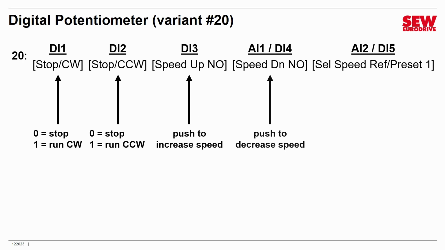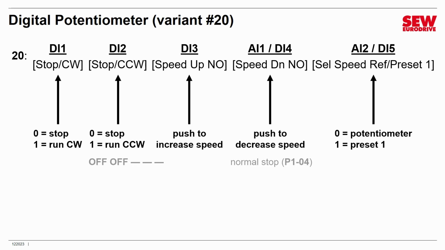Digital input 3 and digital input 4 are your digital potentiometer buttons. They are normally open push buttons. Digital input 3 increases the speed if you push the button. Digital input 4 decreases the speed if you push the button. Digital input 5 selects between the digital potentiometer if it's off and preset speed 1 if it's on. If digital input 1 and digital input 2 are off, you get a normal stop using the standard deceleration ramp in parameter 1-04. The other switch conditions are unimportant, they're ignored.